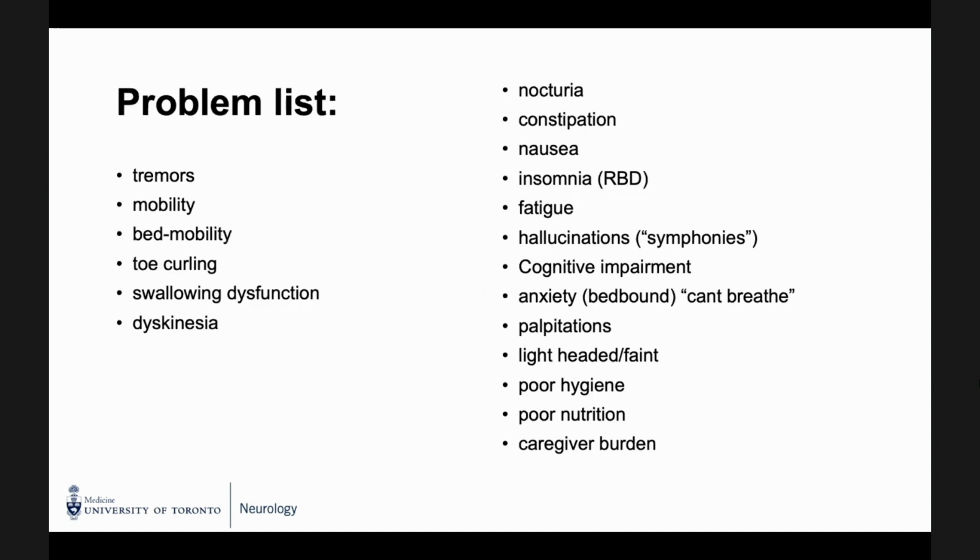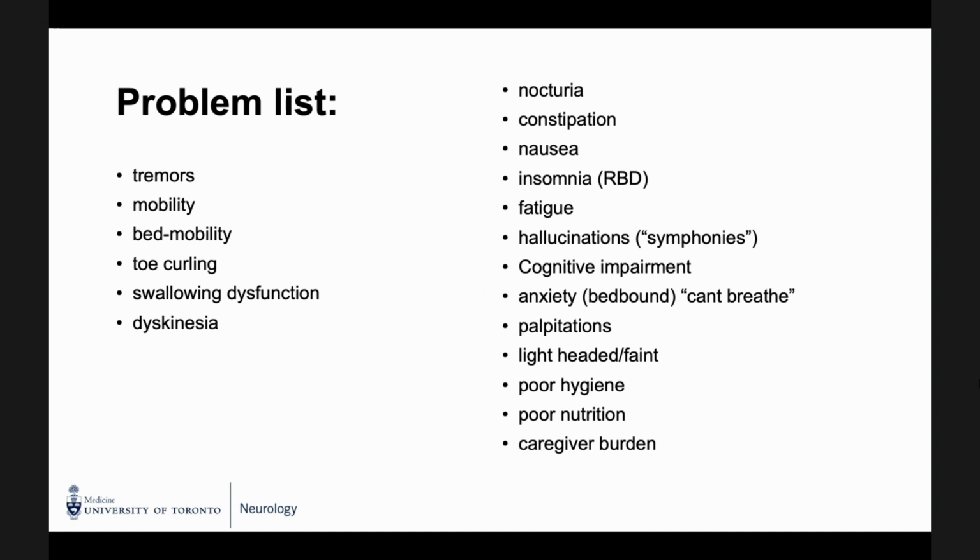So to summarize what her problems were that first visit, they were pretty overwhelming. From a motor point of view, she had tremors. She had issues with mobility and bed mobility, meaning turning over in bed at night. Her toes were curling. She was having painful spasms in her feet. She had some swallowing problems and dyskinesia.